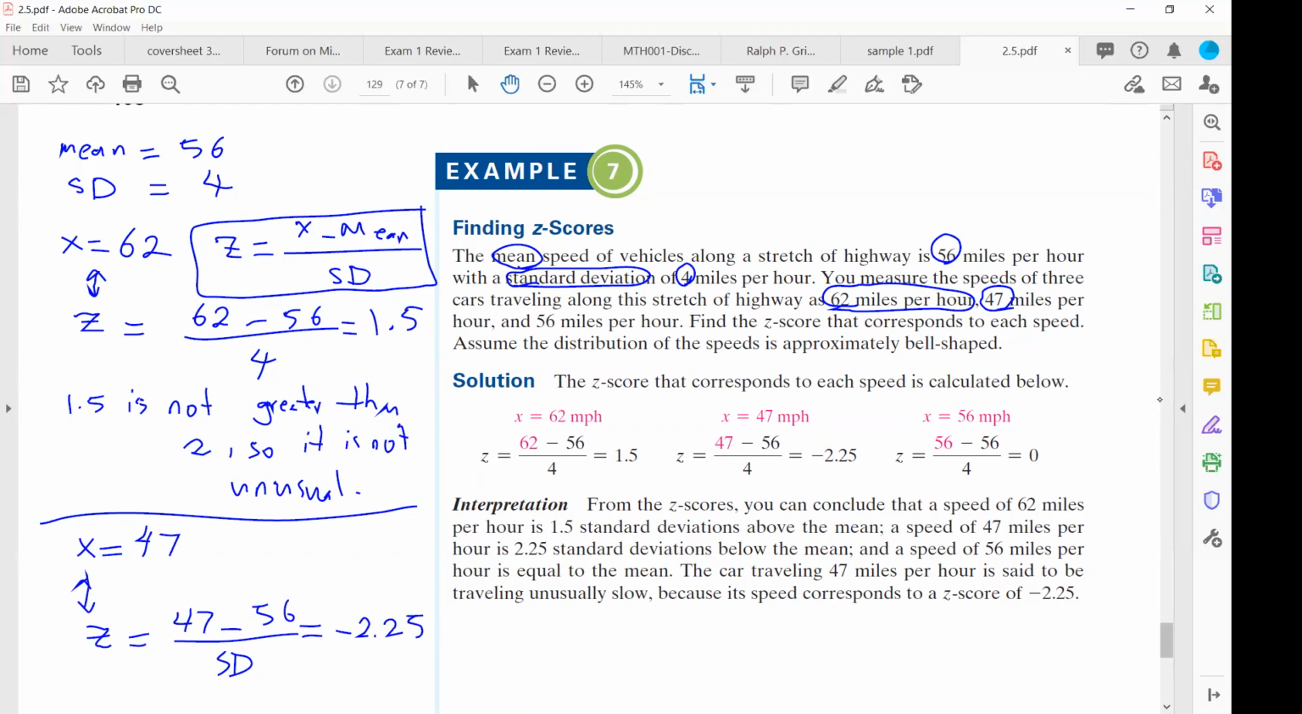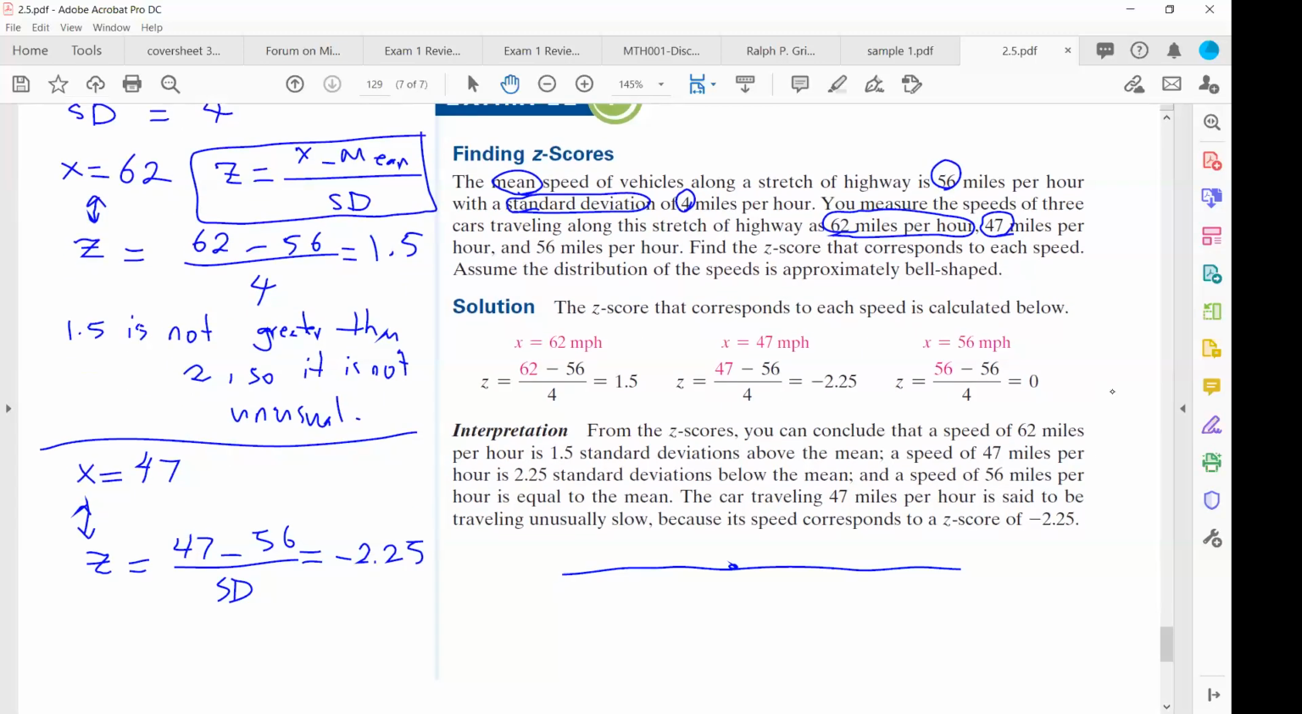Of course. So if you look at the horizontal axis, when it comes to Z-score, the mean is 0. The mean is always 0. First, 1 standard deviation, 2 standard deviations, 3 standard deviations, 1 standard deviation below, 2 standard deviations below, 3 standard deviations below. Okay, negative 2.25 is going to be here. As you can see, it is more than 2 standard deviations away from the mean, so this speed is unusual.